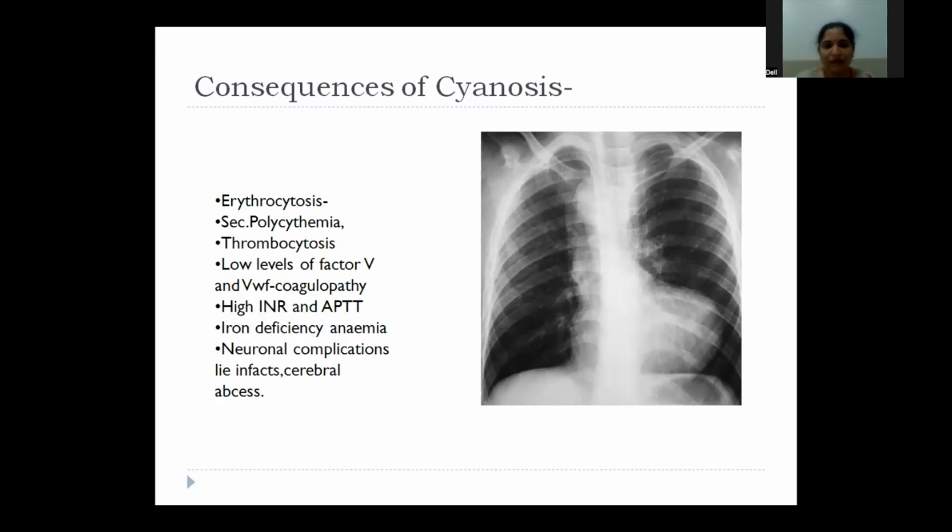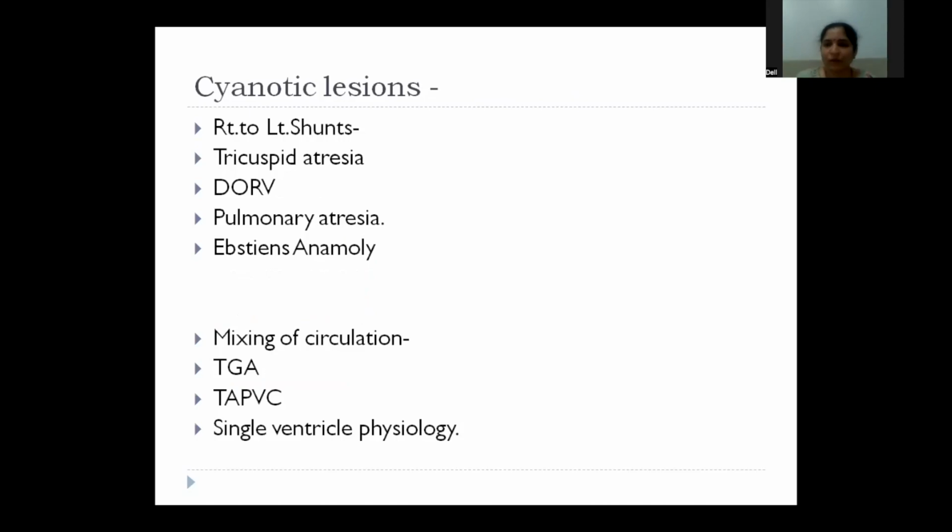Neuronal complications occur because of this polycythemia, thick blood. There are small infarcts in the cerebral circulation. These infarcts, initially they are sterile abscesses, but consequently they become infected, and the patient may have neuronal complications as well. So this was about the tetralogy of Fallot.